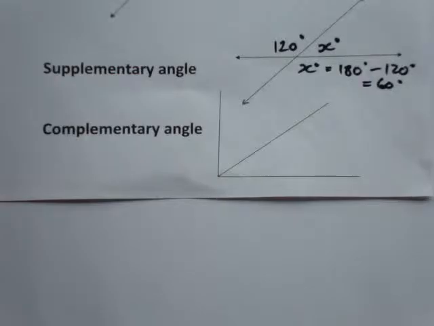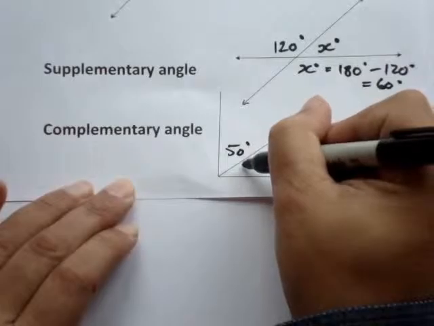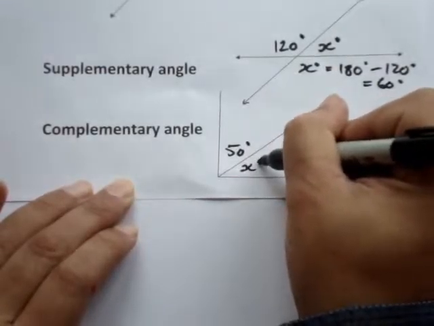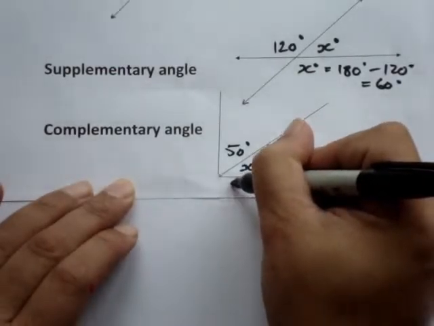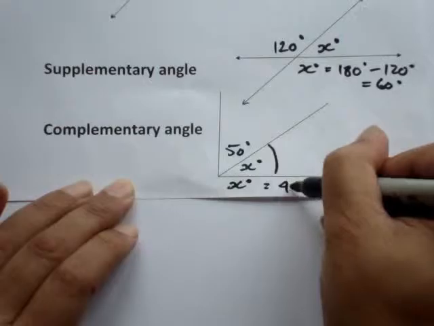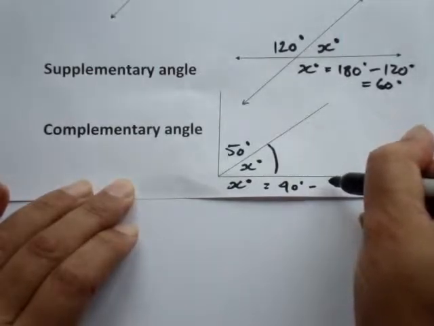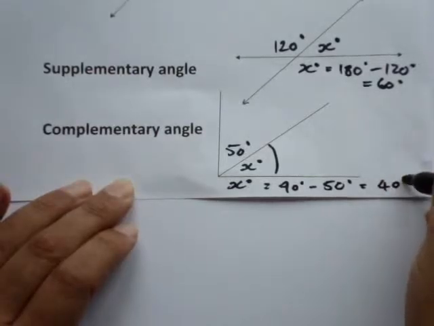Complementary angles. Complementary angles add up to 90 degrees. So if we have this as 50 degrees and we want to know what is X degrees. So X degrees is 90 minus 50, which is 40 degrees.